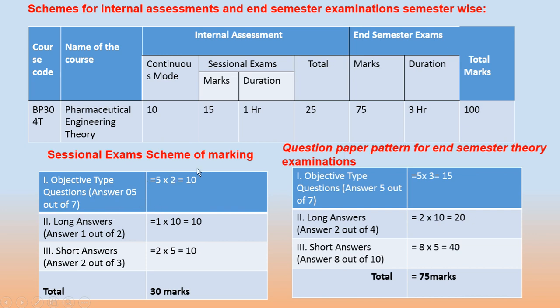Next, the end semester exam. Marks allotted are 75 and the total duration is 3 hours. So a total of 100 marks is assigned for this course, including internal assessment as well as the end semester examination. The question paper pattern for the end semester theory examination is given in this table.